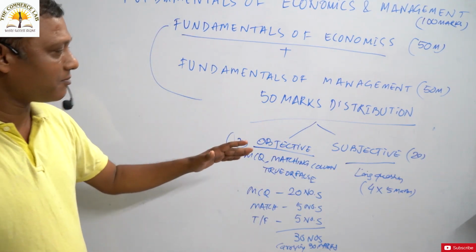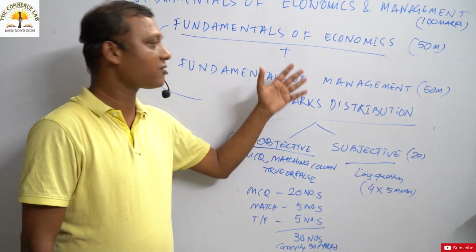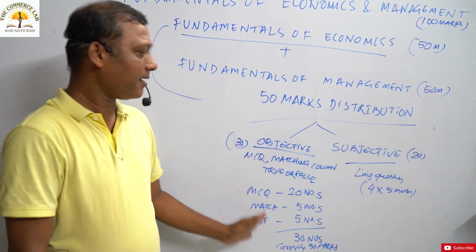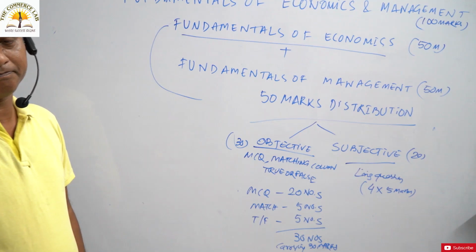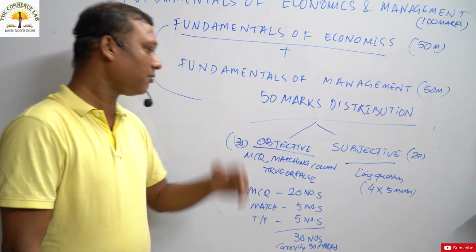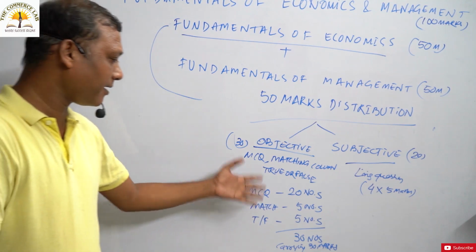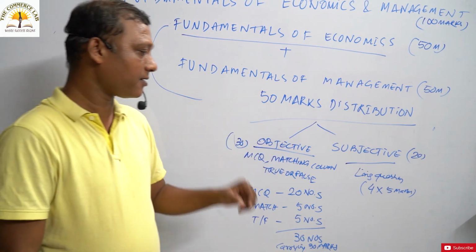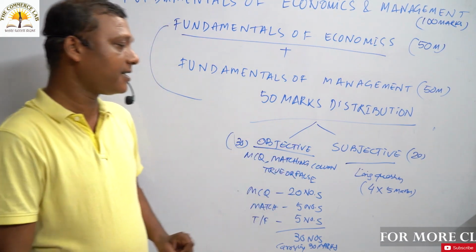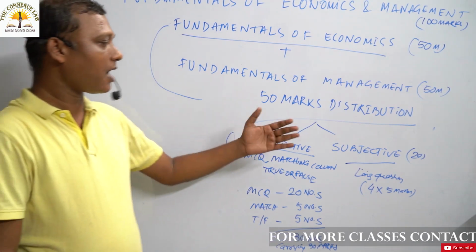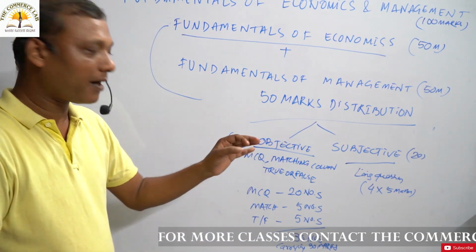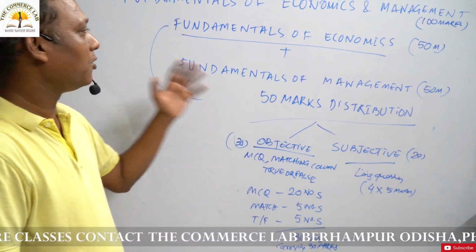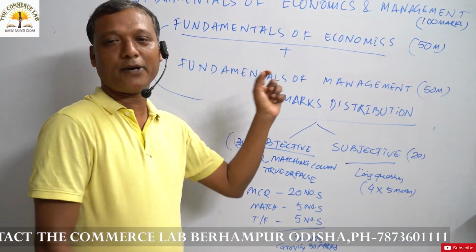So this is the entire distribution of my part, that is your fundamentals of economics, that is coming with 50 marks. Your objective part is 30 marks, and the subjective part is 20 marks. If you look at the multiple choice questions, it is 20 marks, matching columns 5 marks, true or false 5 marks, and long questions, 4 long questions with 5 marks each, is 20 marks. So now it is 50 marks. I have given a clear chart about the distribution of marks for your part of fundamentals of economics.